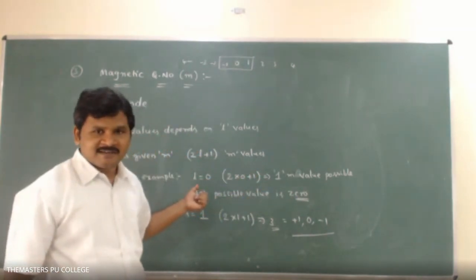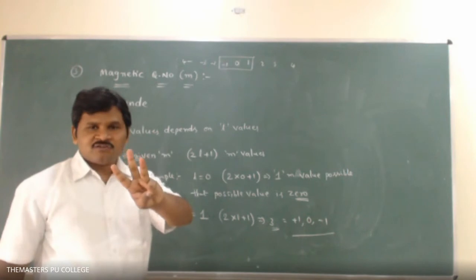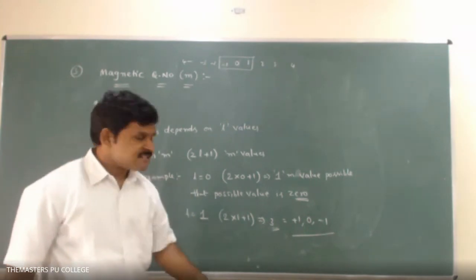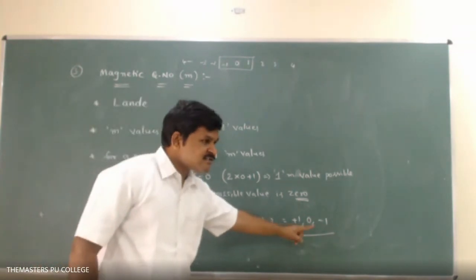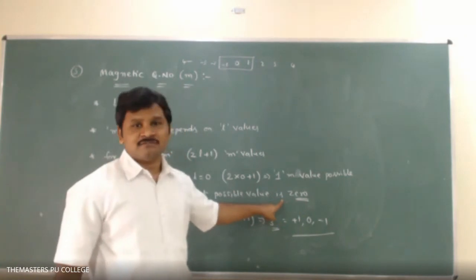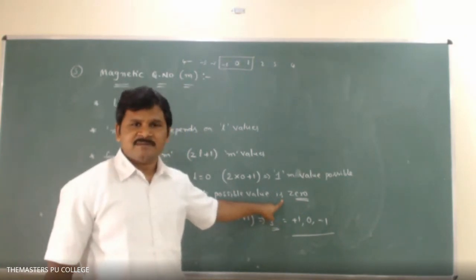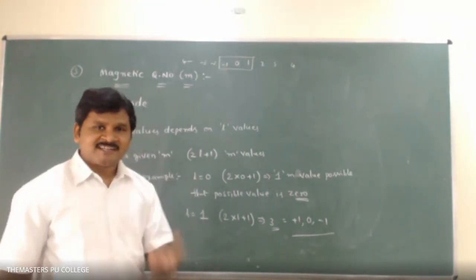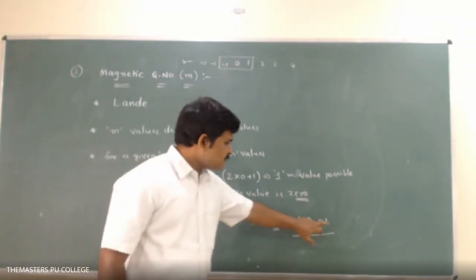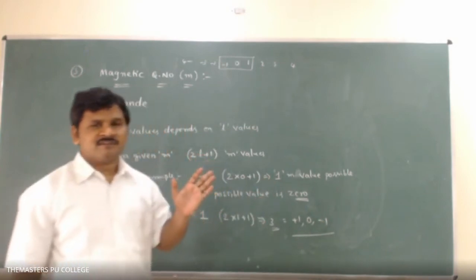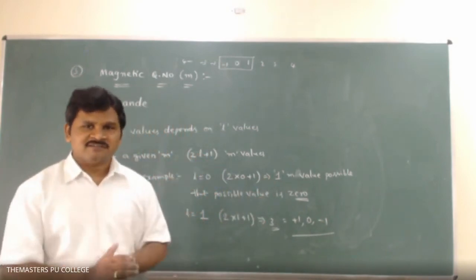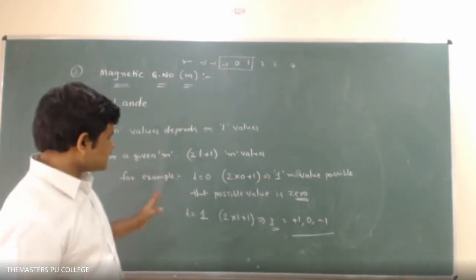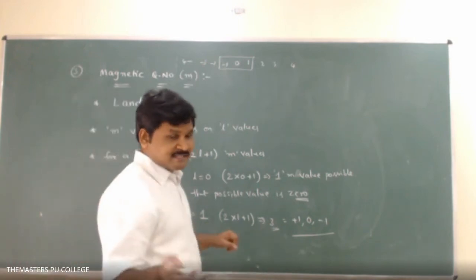Are you clear what I am telling? Yes, sir. We require 3 values. The 3 values are what? We are including 0 also. Here we directly have to include 0. If L is equal to 0, M is compulsory 0. If L is equal to 1, we will get 3 M values. What are the 3 M values? Plus 1, minus 1, 0. Plus 1 to minus 1, that is the answer.